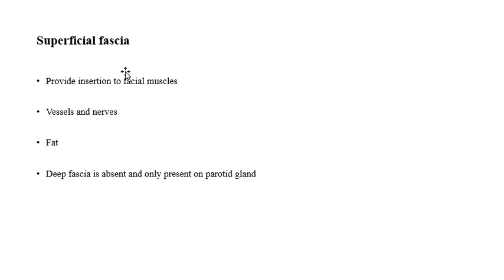Now comes the superficial fascia of the skin. Superficial fascia of the skin provides insertion to the facial muscles. It provides pathways for the vessels and the nerves, and it has fat. Deep fascia in the face is absent. Only deep fascia is present on the parotid gland.